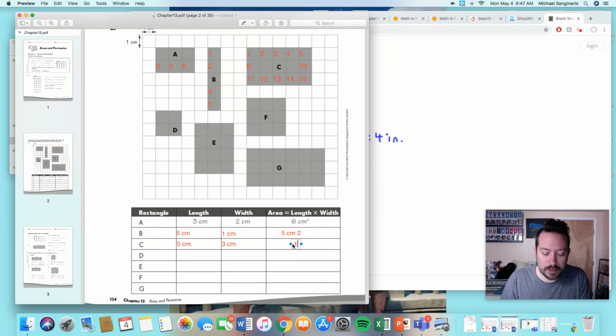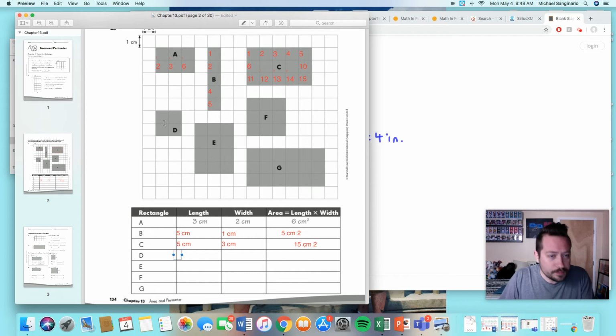So 15 centimeters squared. Again, all I had to do was count the boxes, but as we move on, in the next lesson, like tomorrow, you're not going to be given boxes. You're going to have to use the measurements they're giving you and the formula length times width. So 15 centimeters squared. Okay, let's keep moving.